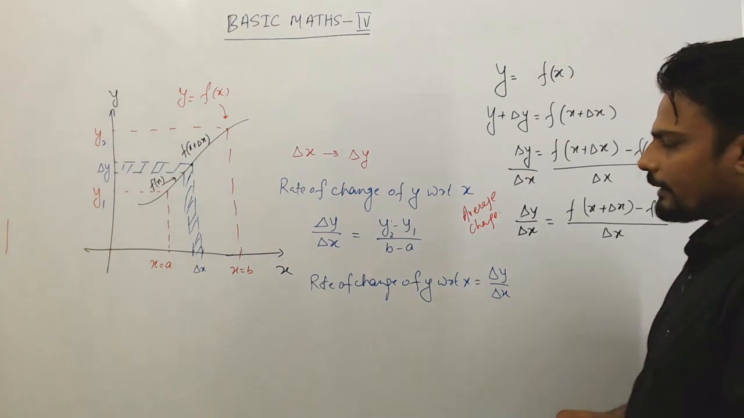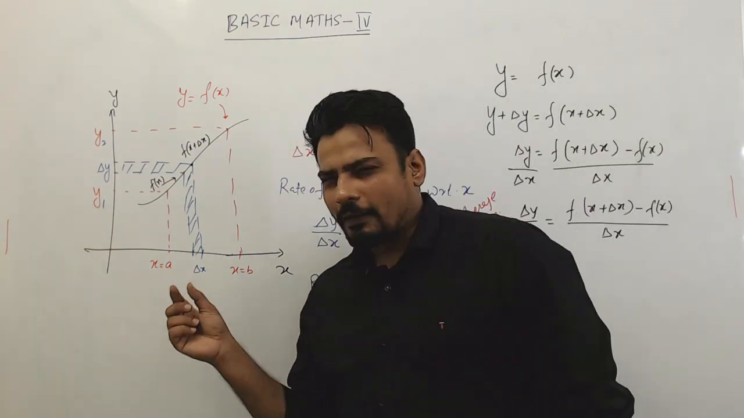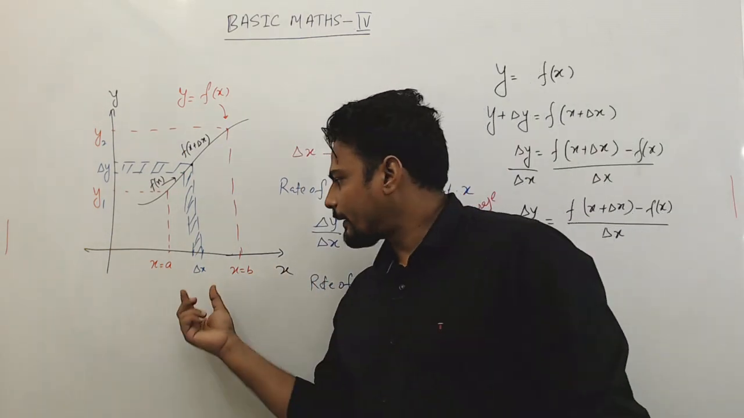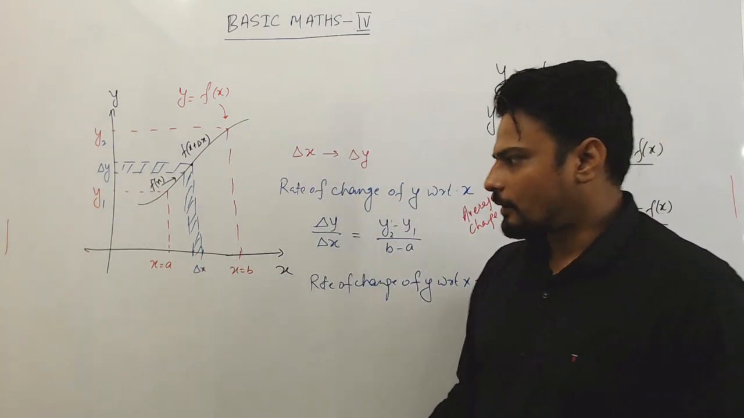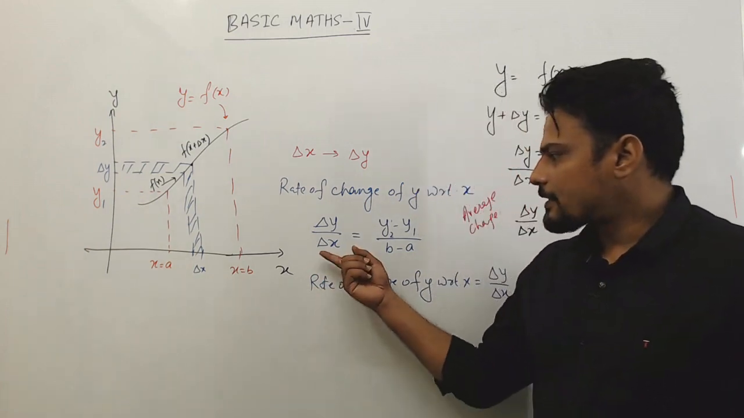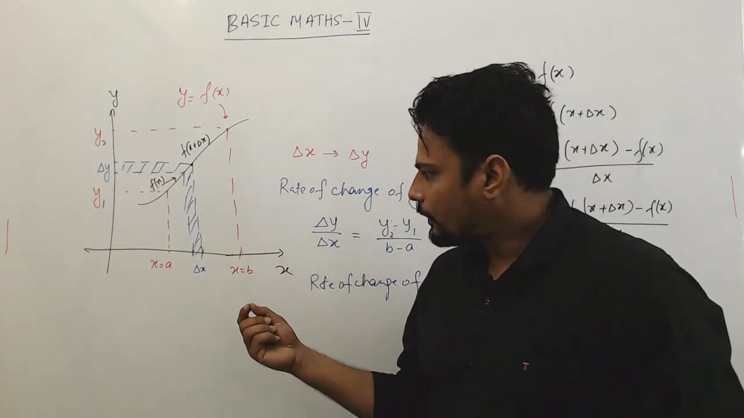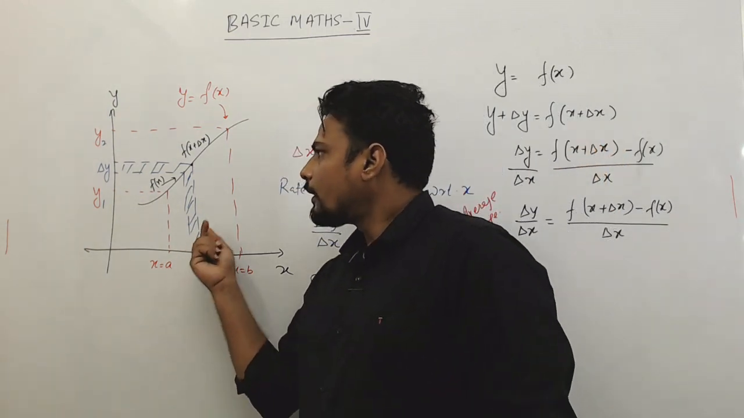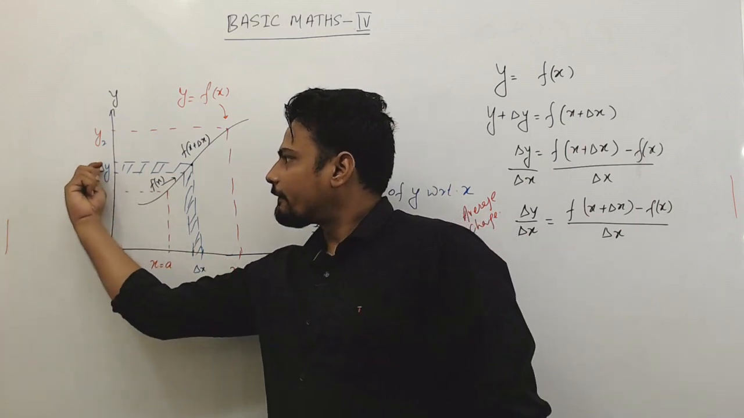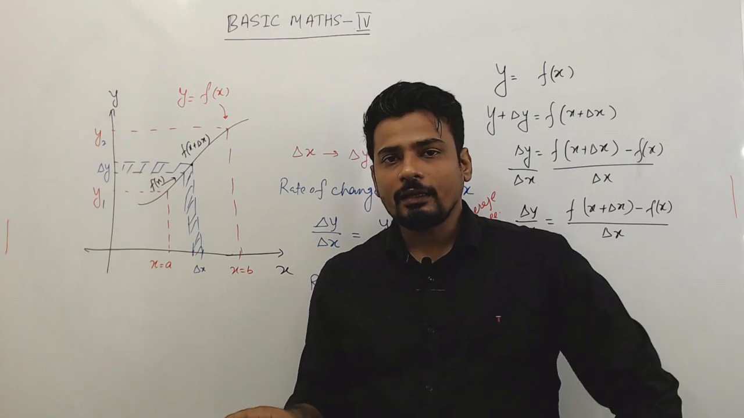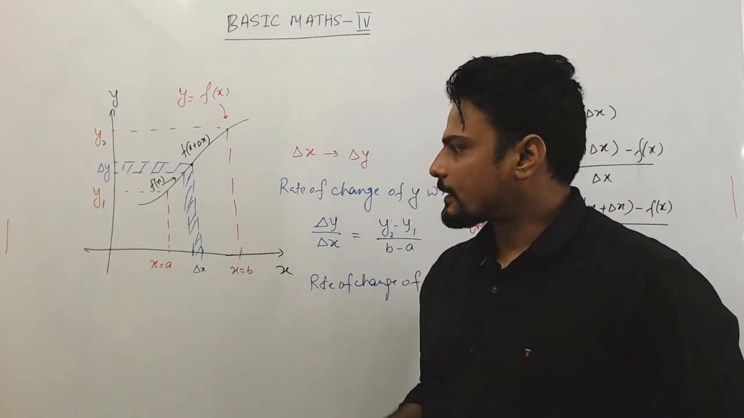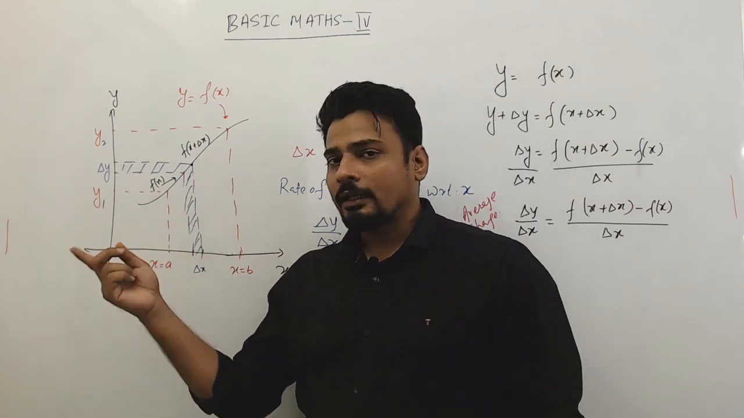If I make this value a very small value, if I make this delta x almost tend to 0, here comes the concept of limits. If I make this value almost tend to 0, then this becomes very small, and even this would become very small. So now I'm going to have a small change in y with respect to a small change in x, and that small change could be taken as an instantaneous change.